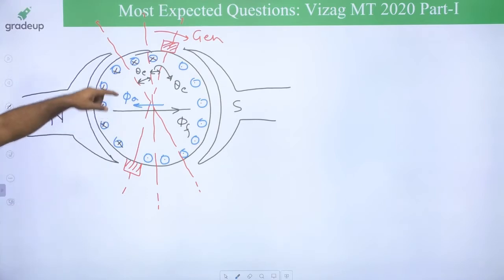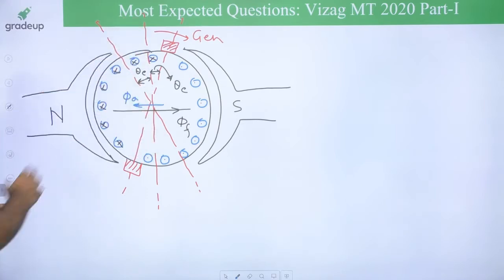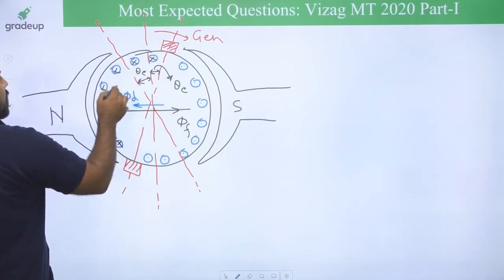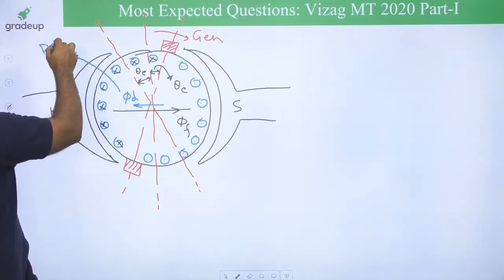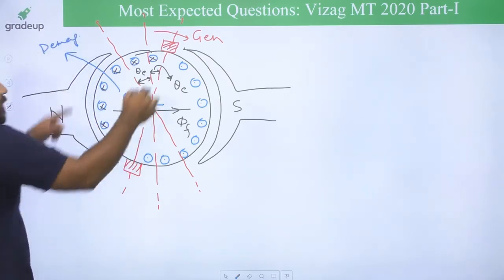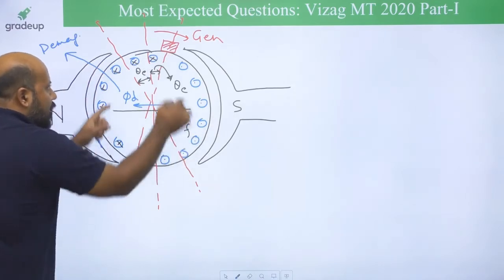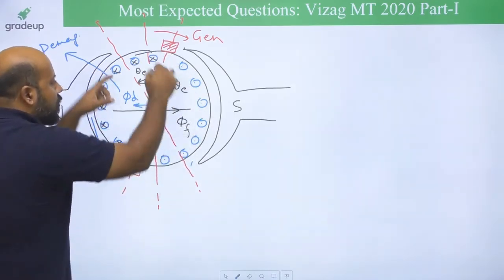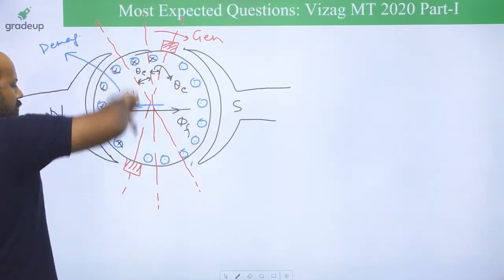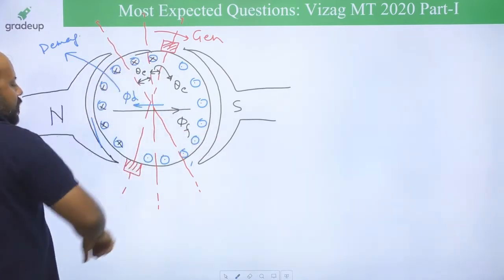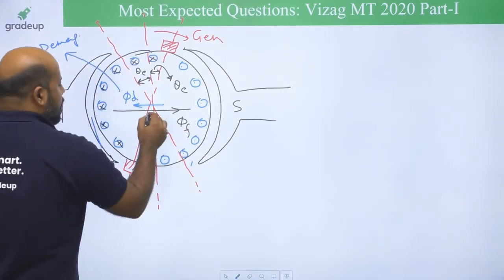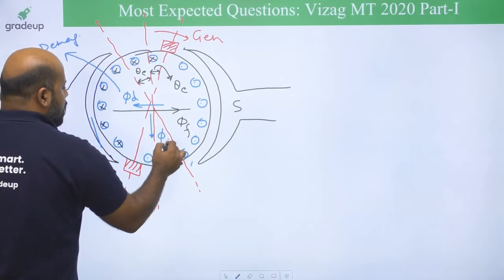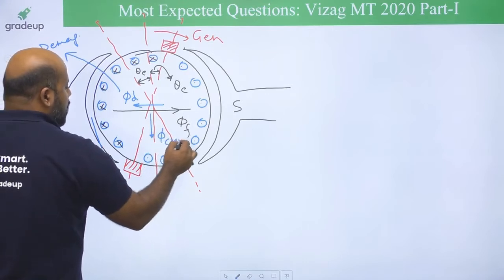This is because of these two top and bottom conductors. If you apply the right hand thumb rule, it is going to be completely opposite to the main field flux. So this is going to be demagnetizing. And the rest of the armature conductors beyond this cone are going to give you cross magnetizing effect, because it is going to be 90 degree. This is cross magnetizing effect.